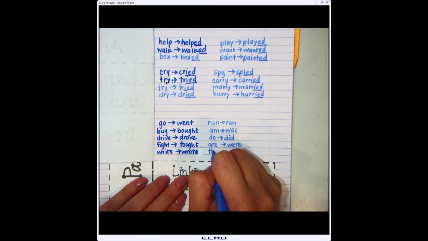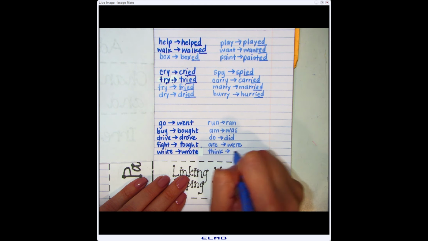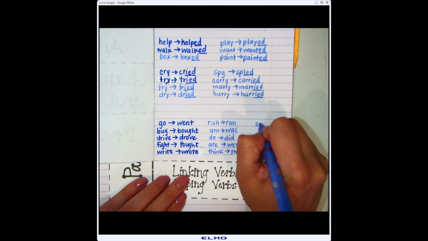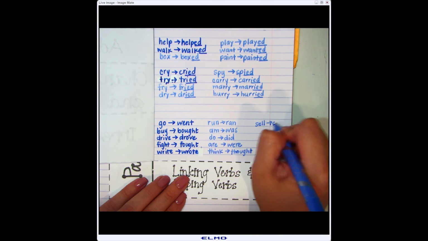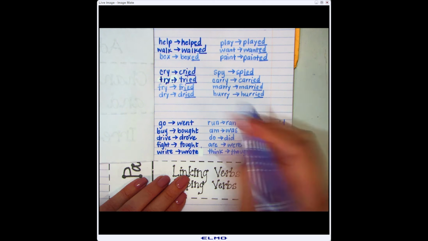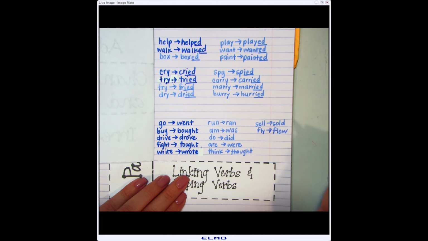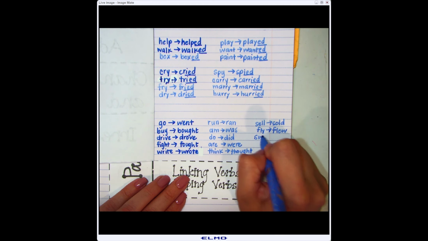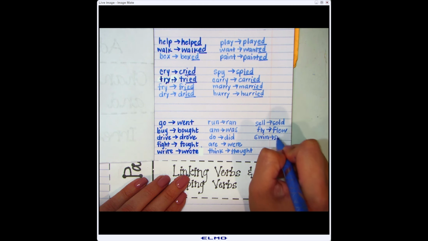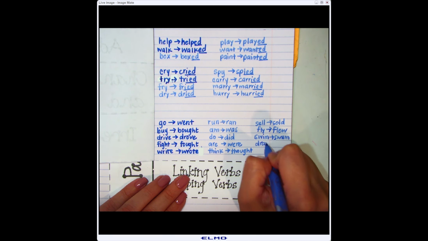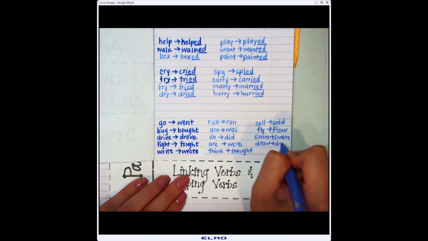Think. Thought. Sell becomes sold. Fly, not the insect, that would be a noun. The verb, like I fly to Miami, becomes flew. I flew to Miami. Swim becomes swam with an A. Draw becomes drew with an E.